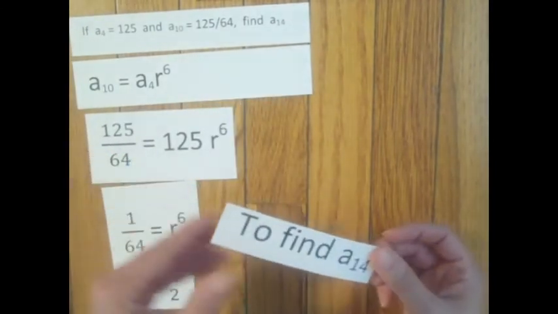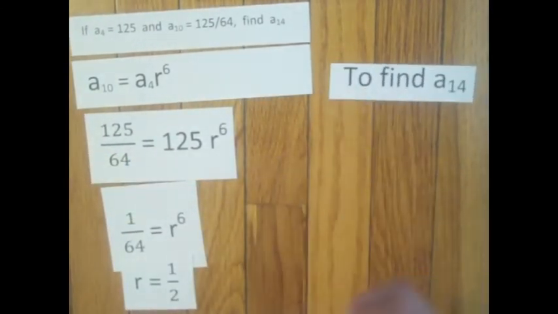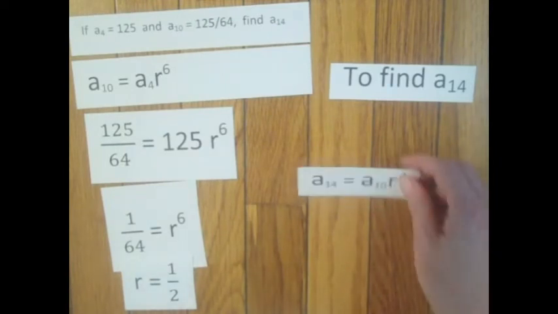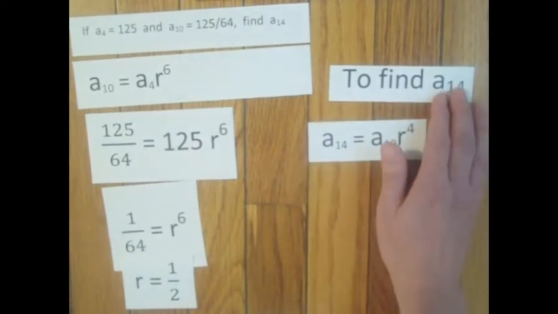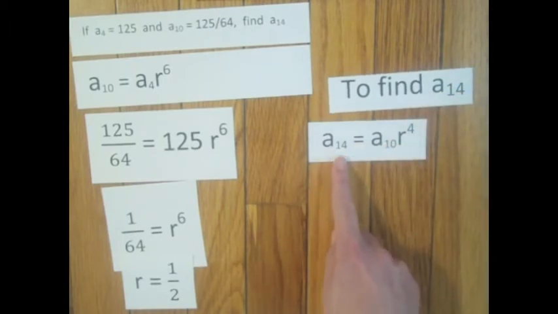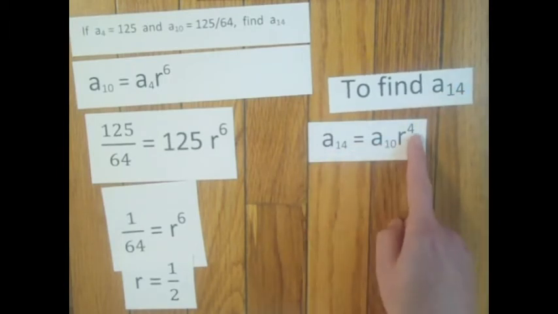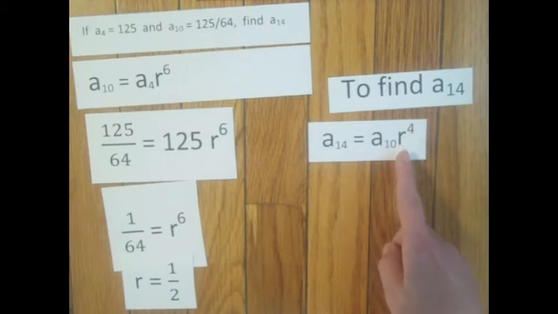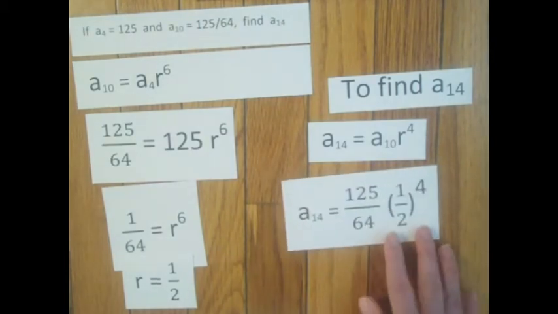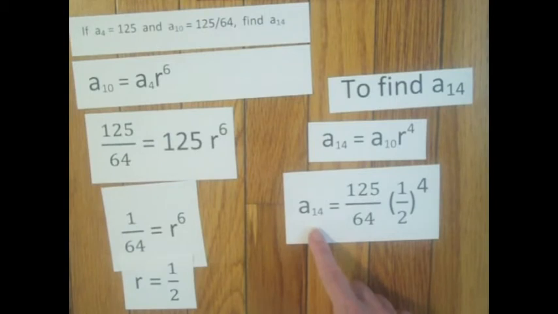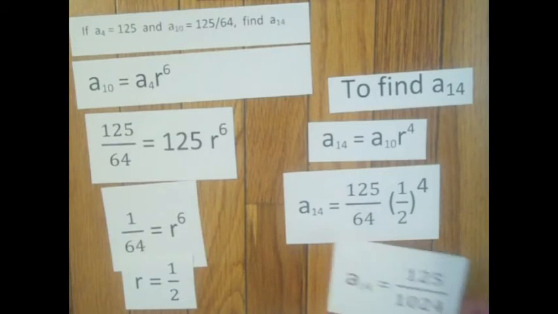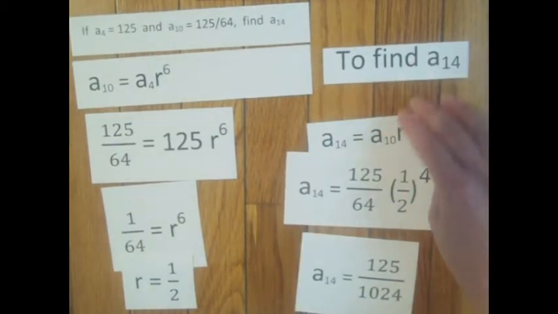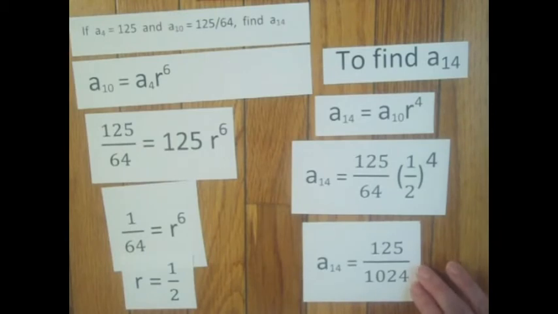And we're going to say, okay, now we know what r is. So to find a sub 14, we're going to use it in a formula. And we're going to say, hey, to get to a sub 14 from a sub 10, we're going to do 4 jumps. And each jump, we're multiplying by r. And so here's our equation that we set up. And now we're just going to plug in what we know. We don't know a sub 14, that's our unknown, but we do know a sub 10, and we know r, and obviously 4 is 4. Which leads us to the answer of 125 over 1024.